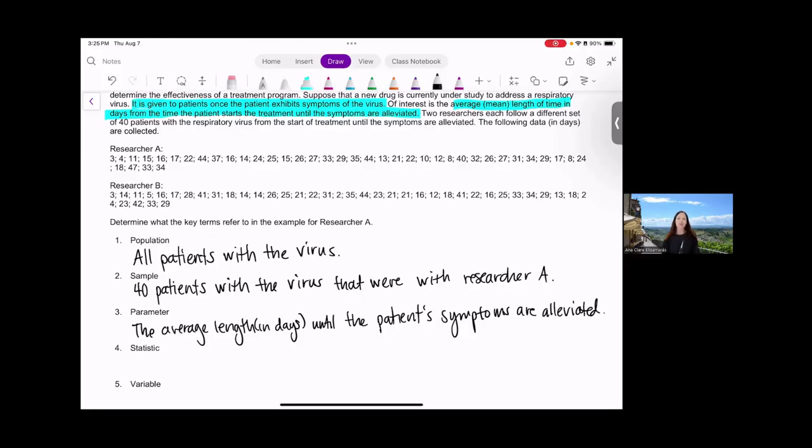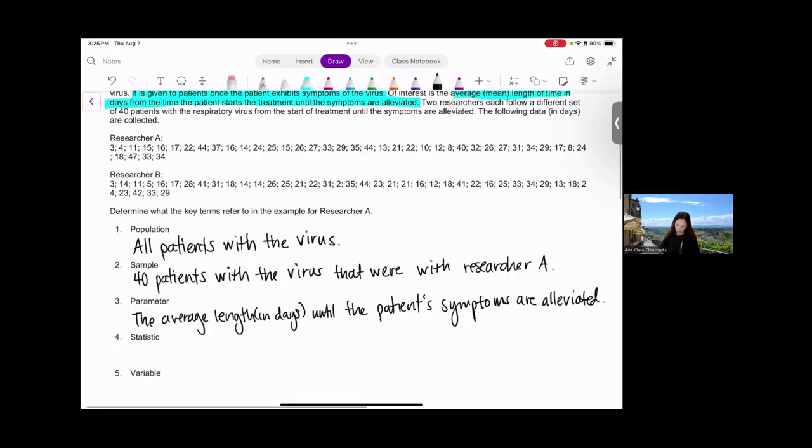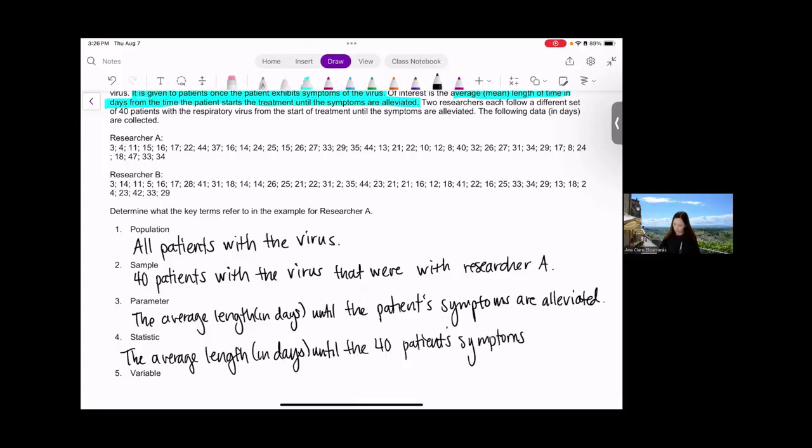The statistic specifically refers to the 40 patients. So this would be the average length in days until the 40 patients' symptoms are alleviated. Now, the variable is the length of time in days that the patient lives with the virus until the symptoms are alleviated.